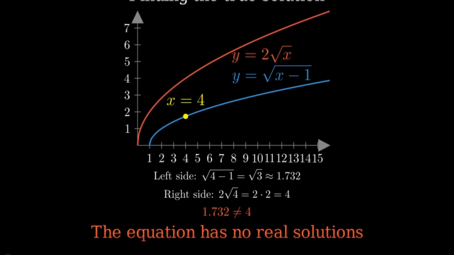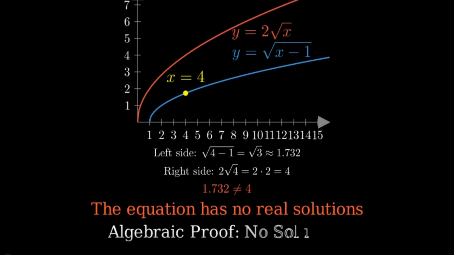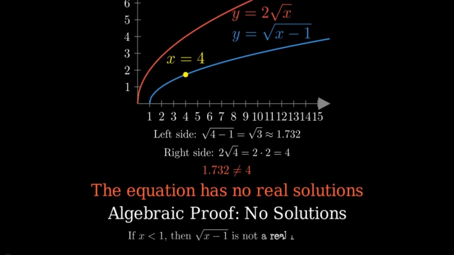The equation square root of x minus 1 equals 2 square root of x has no solutions. Let's prove algebraically why this equation has no solutions. If x is less than 1, then the left side of our equation, square root of x minus 1, isn't a real number. If x is greater than or equal to 1, then both sides of the equation are defined.